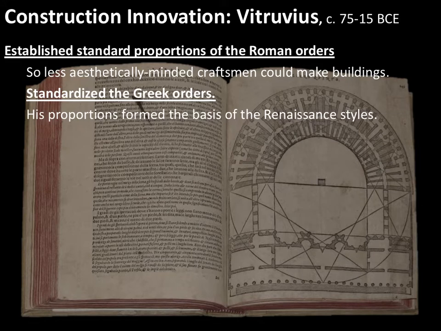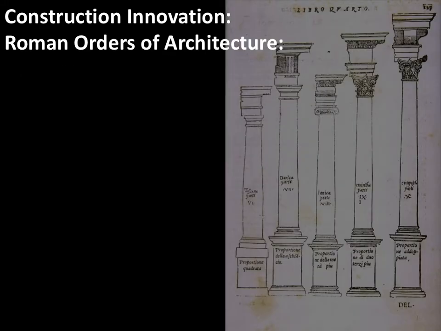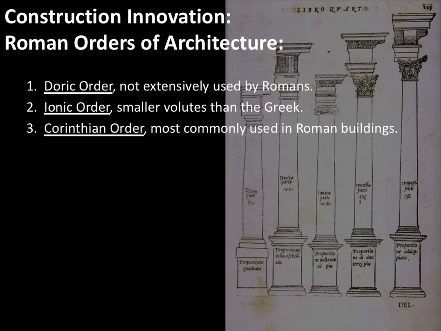So he took the standard Greek orders and he Romanized them. And then his proportions, because he wrote it down in this book, formed the basis of the Renaissance styles long, long after Vitruvius was dead. So let's look at the Roman orders of architecture.